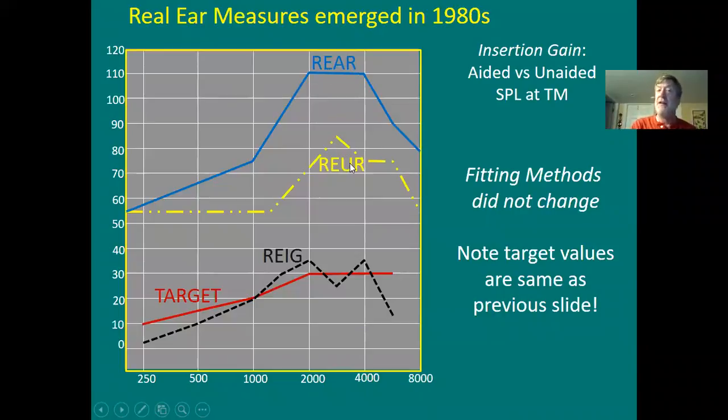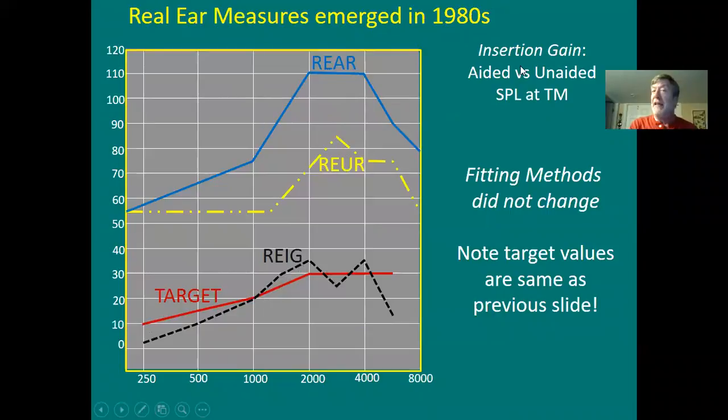Real ear unaided ear canal resonance, real ear aided response. And the difference between aided and unaided was your real ear insertion gain. And you'd want to know, is that close to the fitting method target? Now, read carefully. Insertion gain, real ear, emerged in the late 1980s, in 1988, 89 is when it came out.